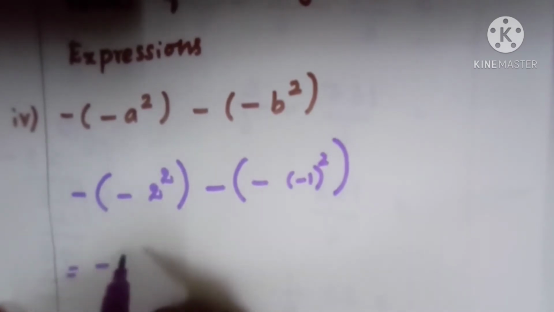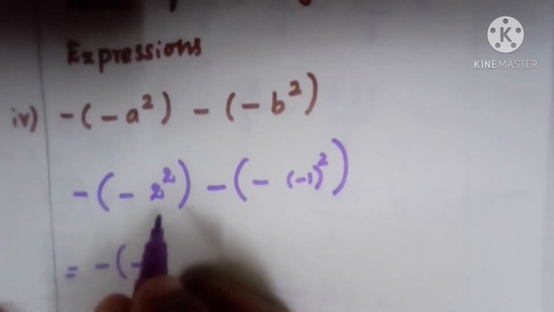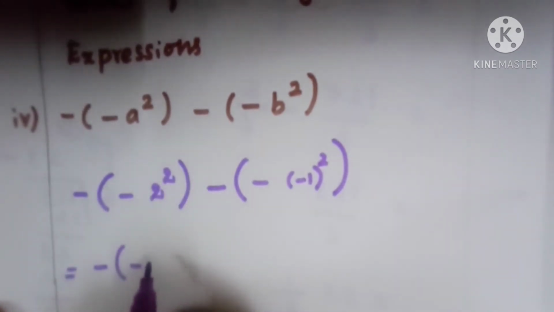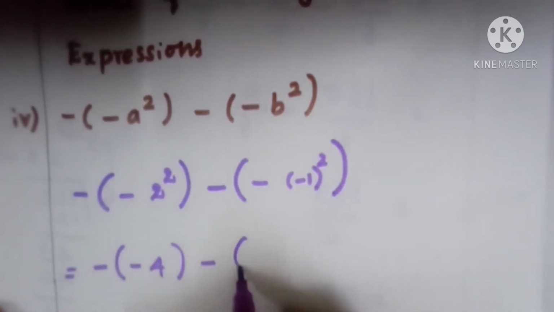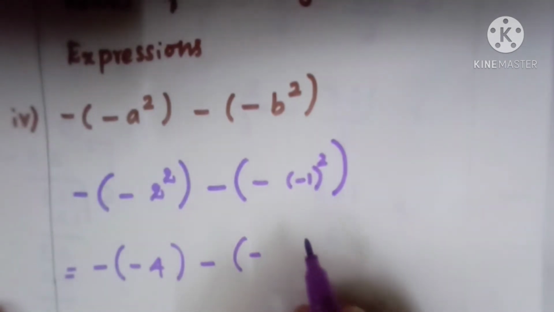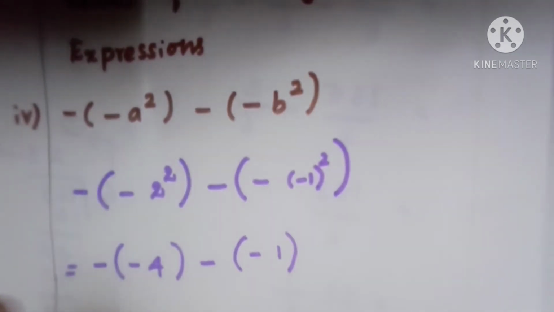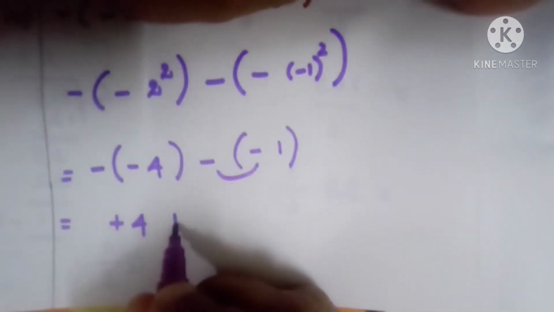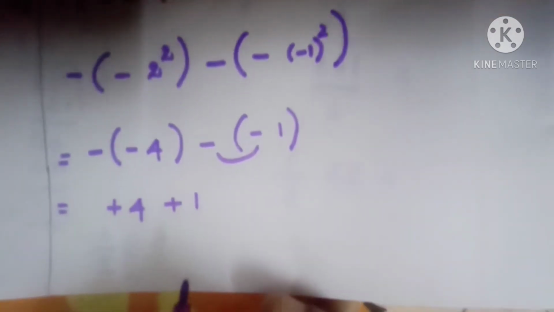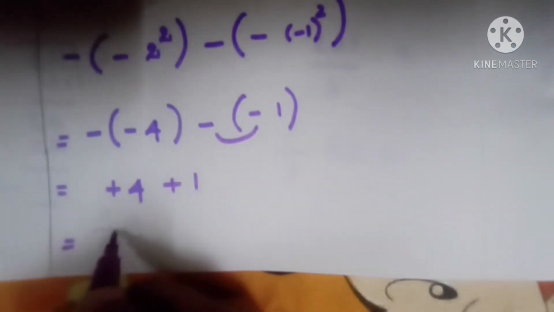So minus of minus 2 square means we get 4. Then minus of minus 1 the whole square we get 1. Then remove the brackets, we get minus into minus plus 4 and minus into minus plus 1. So our answer is 5.